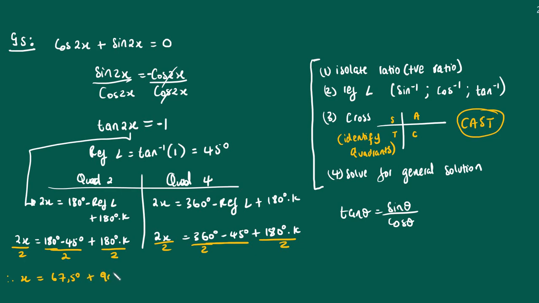And then here you have 90 degrees times k. You say x will be 360 plus 45 is 405, and then 405 divided by 2 is 202.5, and then plus 90 degrees times k, whereby your k is an element of integers.